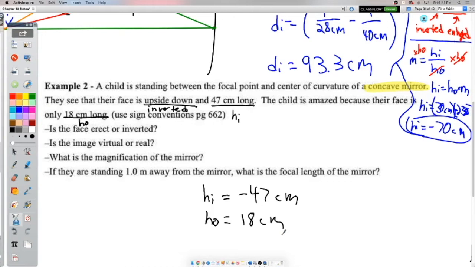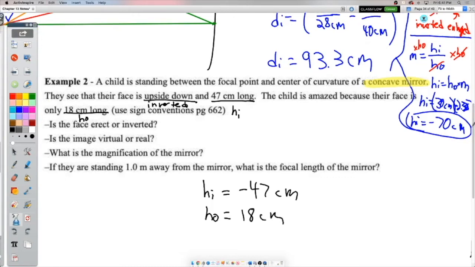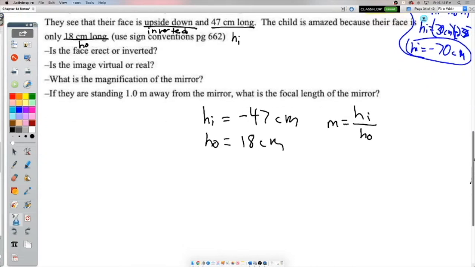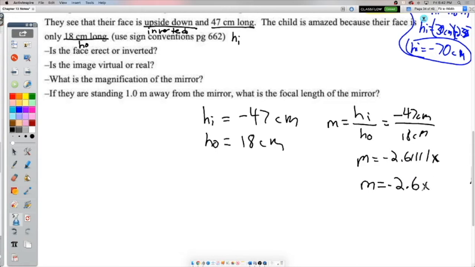Now, since we have both of those things, let's go ahead and just bang off the magnification right now, because that's enough to tell us. So magnification, again, this is from your data sheet, equals the height of the image divided by the height of the object. The ratio of how big it looks compared to how big it actually is. So equals negative 47 centimeters over 18 centimeters. And so the magnification I got is negative 2.61111 times, or 2.6 times to 2 significant digits. The magnification is negative 2.6x. So it looks 2.6 times bigger, and the negative means it gets flipped.